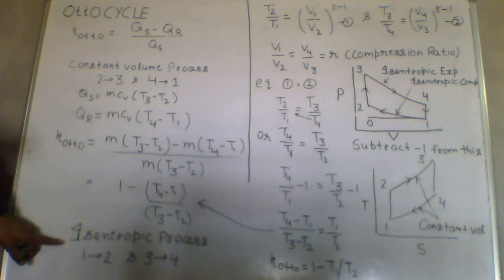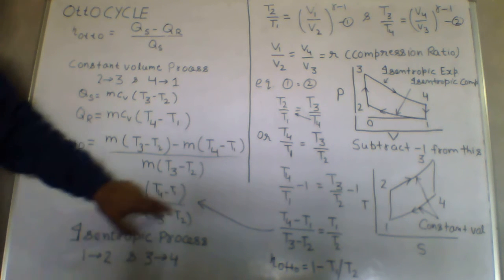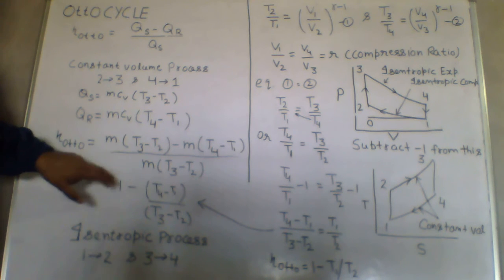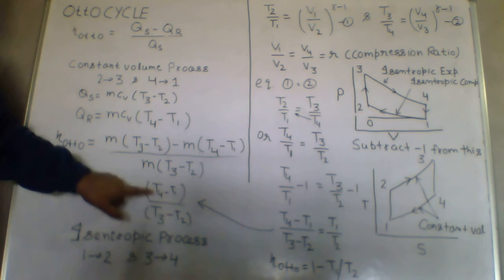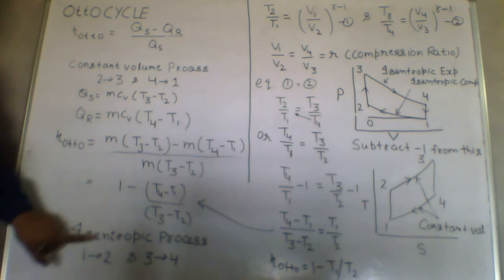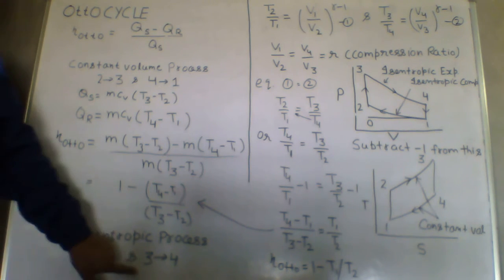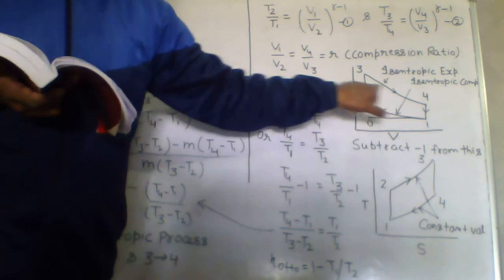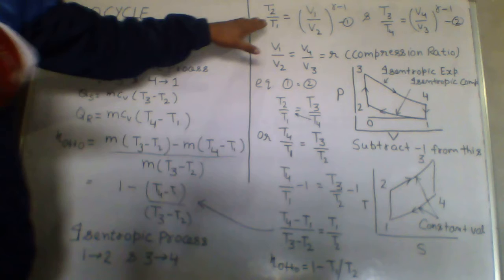Now next take the other two processes, isentropic, because we have to simplify this equation. Our purpose is to make this equation simple. There are 4 parameters, 1, 2, 3, 4. So for the isentropic processes 1 to 2 and 3 to 4, this is the condition.